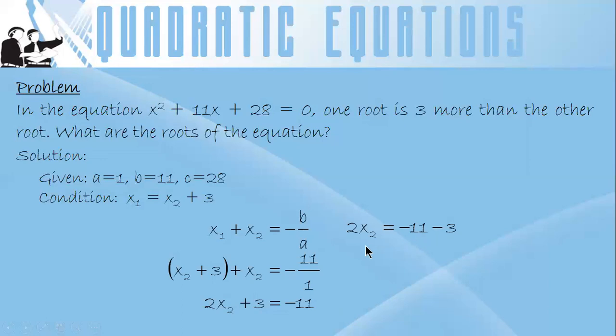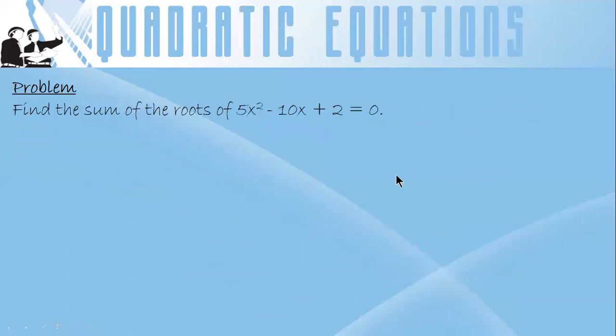Negative. Then divided by 2, since x is x2, negative 7. After this, substitute there: negative 7 plus 3, and therefore x1 equals negative 4. Those are the roots. Right? And you will get the same result if you use the other three methods. Next. Okay.